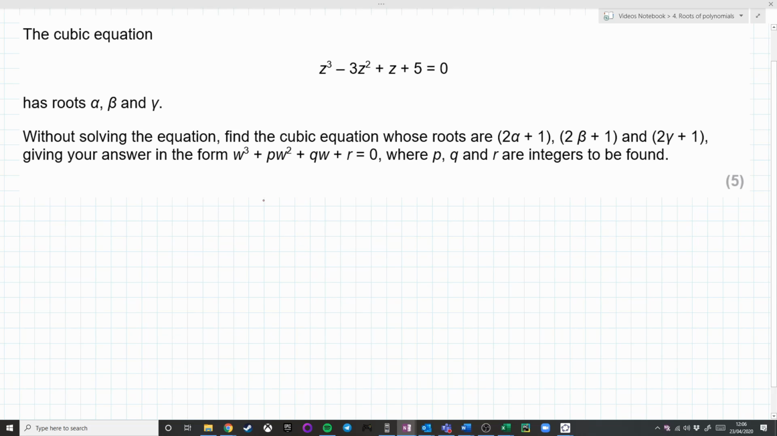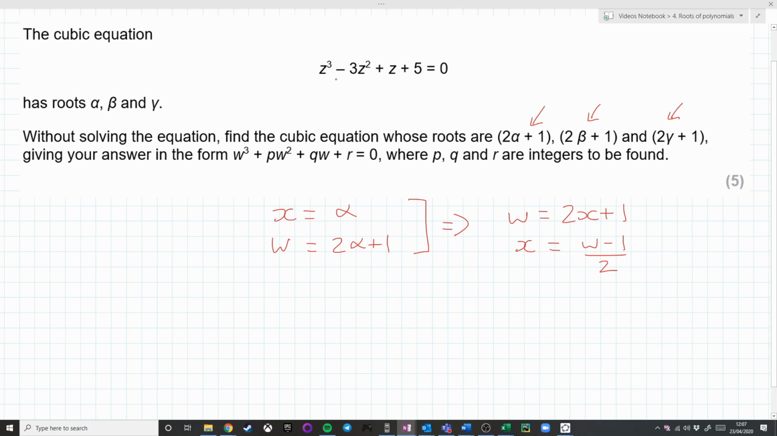I'm going to do it my favourite method, and that is I can see that the transformation is the same in all the cases. Therefore, if x is alpha, one of the roots, I want w to be 2 alpha plus 1. So w is equal to 2x plus 1. So the substitution I want to make is x is w minus 1 over 2.